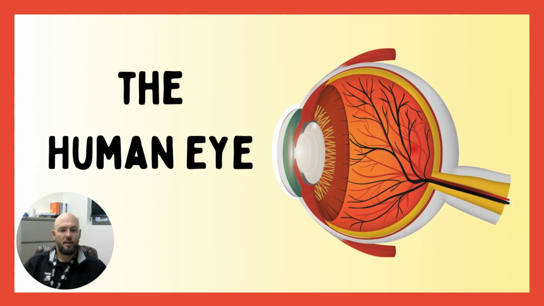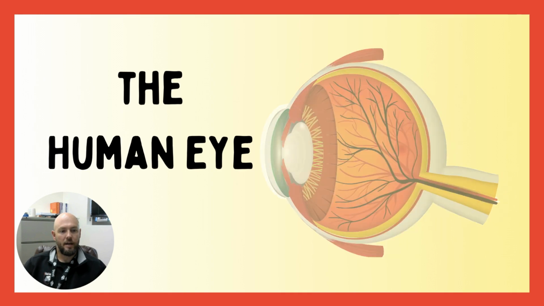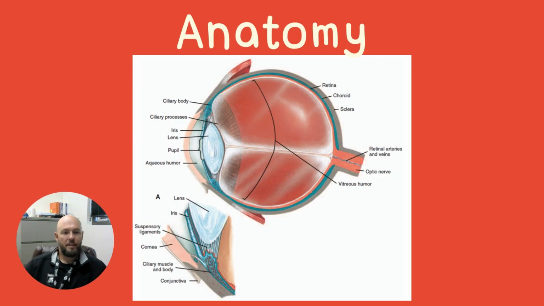So, this week's topic is going to be medical terminology related to the human eye. Here we have a picture of the anatomy of the eye. The eyeball is an organ of vision. It's located in a bony protective cavity inside the skull called the orbit. Only the anterior aspect of the eye is visible from the outside. The rest is in this protective cavity.